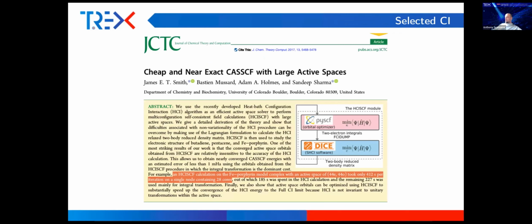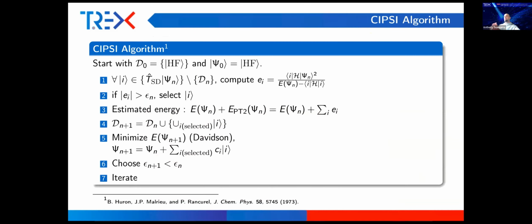And recently, some selected configuration interaction algorithms have been more and more developed. And now you can see on this paper that you can do 44 electrons in 44 orbitals just on a single node in a few seconds. So these selected CI algorithms are very, very powerful, and this is exactly what Quantum Package is doing, using a selected CI algorithm to try to get the full CI energy.